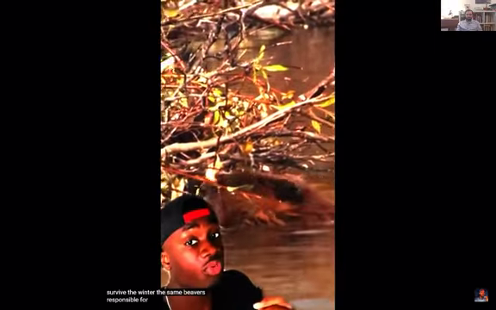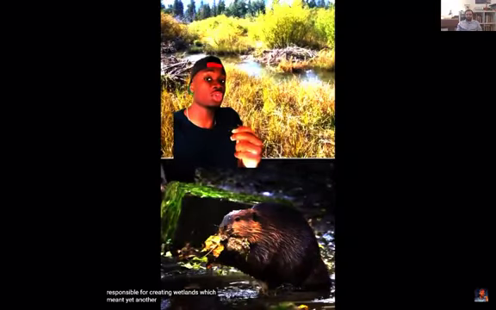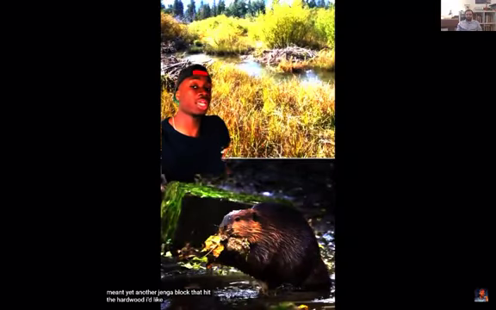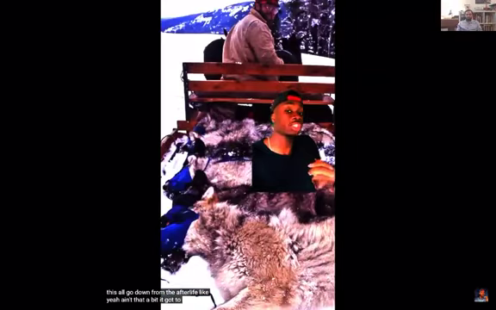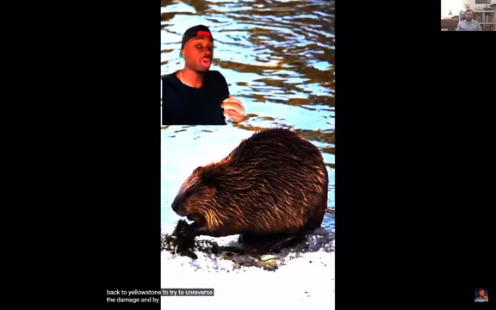The same beavers responsible for creating wetlands, which meant yet another Jenga block that hit the hardwood. And I like to imagine the wolves that got murked on sight watched this all go down from the afterlife like, yeah, ain't that a bit? It got to the point where we had to airdrop wolves back to Yellowstone to try to Uno reverse the damage. And by the time we did that, there was only one colony of beavers left.